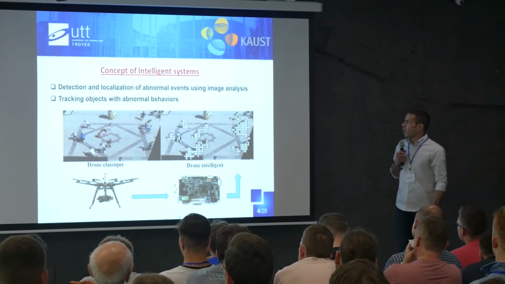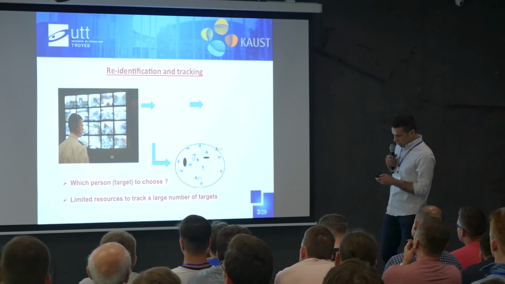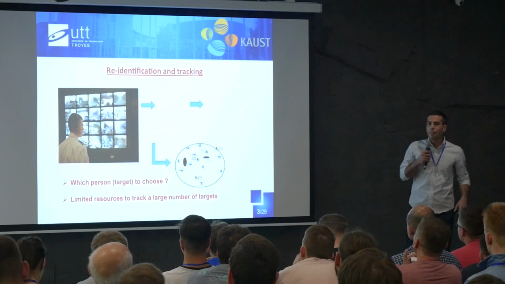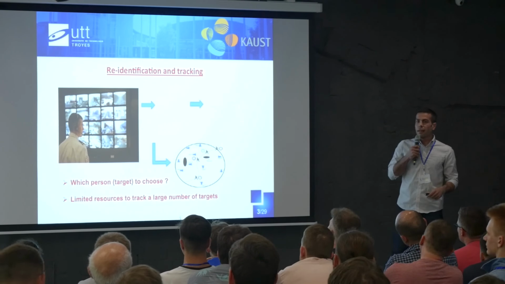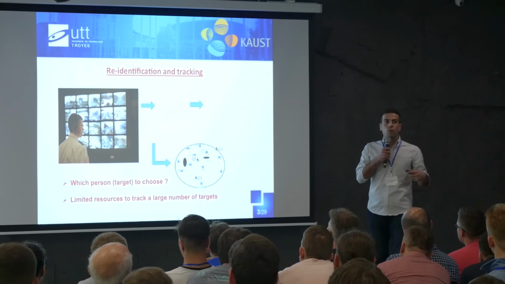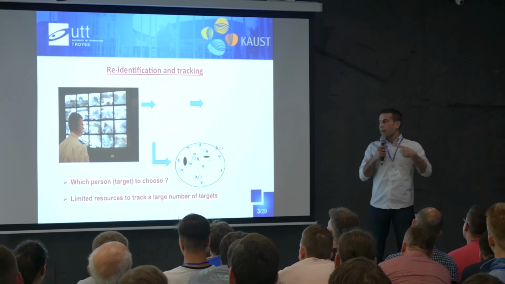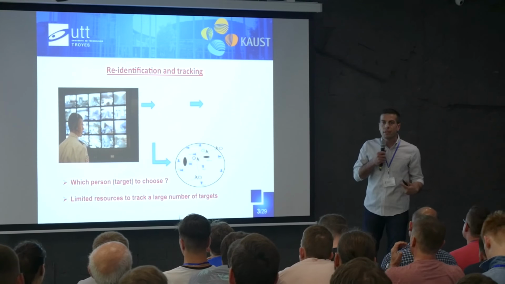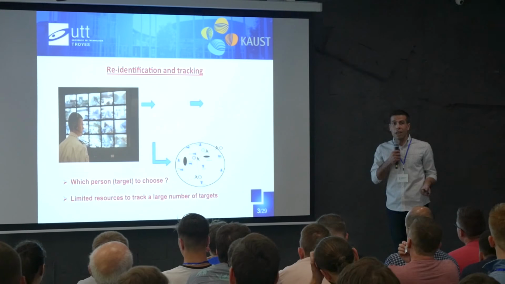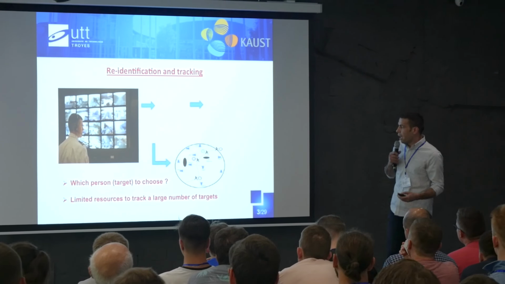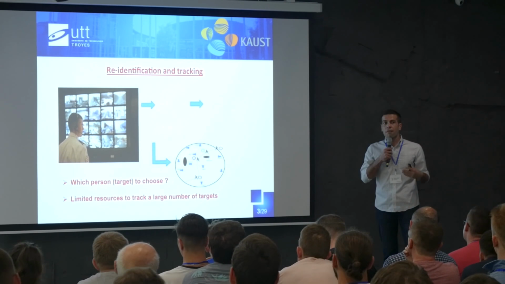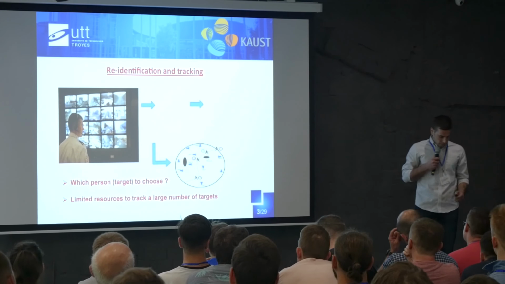For re-identification and tracking, we need to start from face recognition. Then we need to do person identification, and the last step is tracking this person in the videos. The person we select will be our target, and we also have limited resources, because we have a large number of targets.